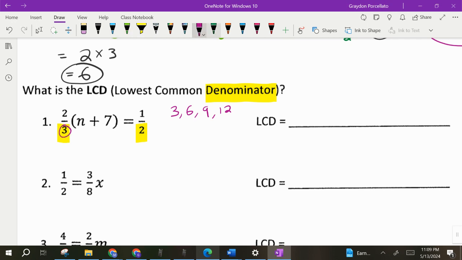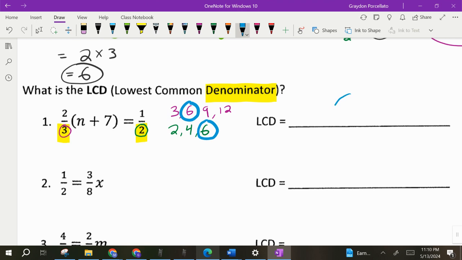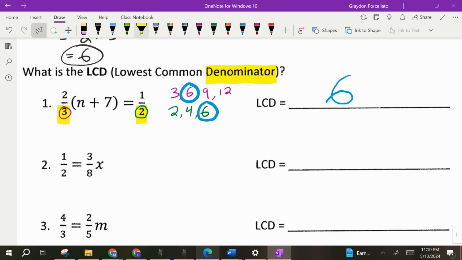And then what I'll do is I'll count by my other denominator. So I counted by 3s. Now I'm going to count by my other denominator. So that's 2, 4, 6. Oh, notice how we got one that's the same. So that is going to be what we call our lowest common denominator. It's the lowest number that both 2 and 3 go into. Okay, let's take a look at my next one.